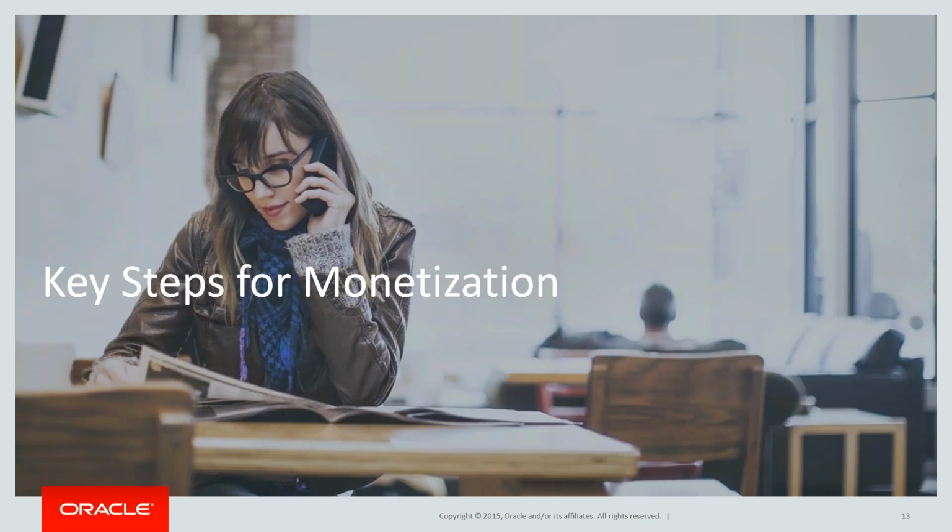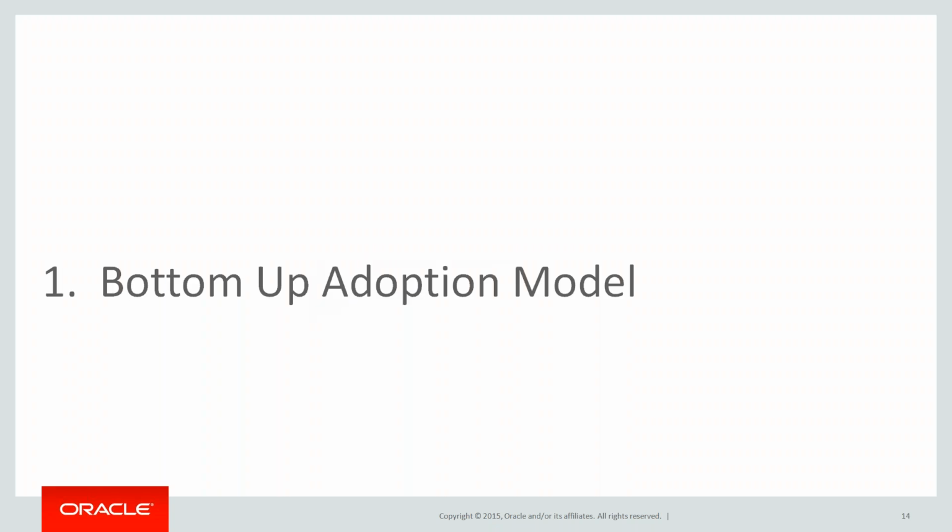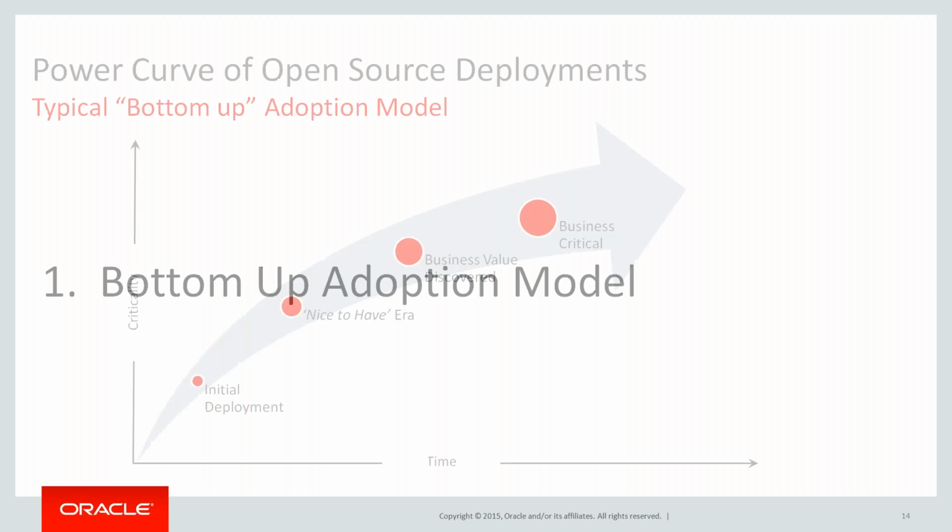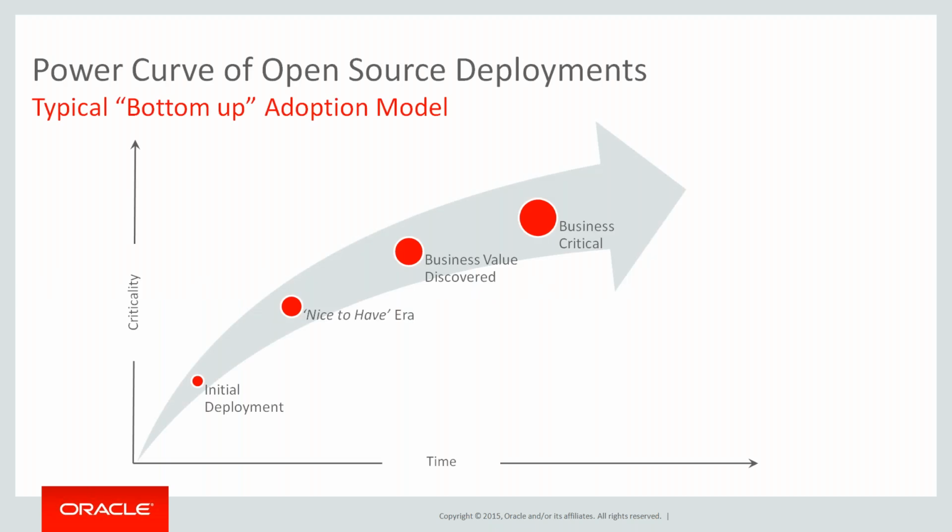All right, cool. So now we're going to jump into the 5 key steps for monetization. And first up, we're going to talk about knowing the bottom-up adoption model. So again, in this example, we're going to talk a little about the database layer, just to be more specific, but this can also translate to some other IT layers as well.